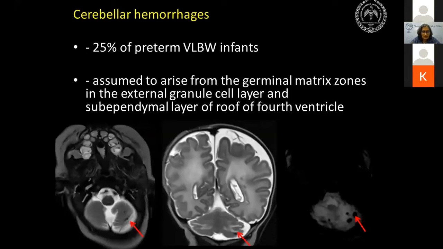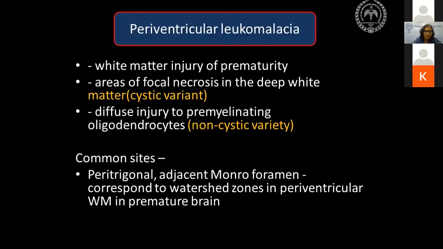Cerebellar hemorrhages basically can occur in up to 25% of preterm very low birth weight infants. And this is assumed to arise from the germinal matrix zones in the external granule cell layer and the subependymal layer of the roof of the fourth ventricle. So these are T2-weighted axial and coronal images showing tiny foci of hemorrhage in the cerebellar hemisphere on the left side, with corresponding gradient or SWI images showing blooming in that region.